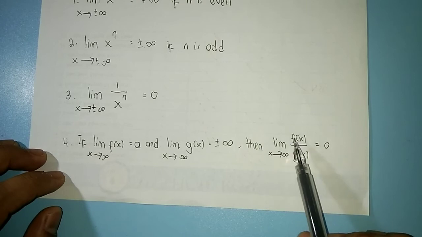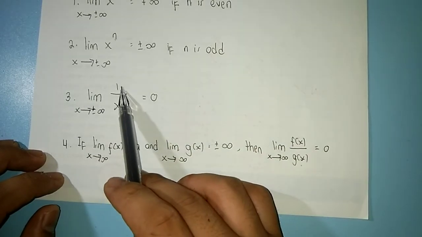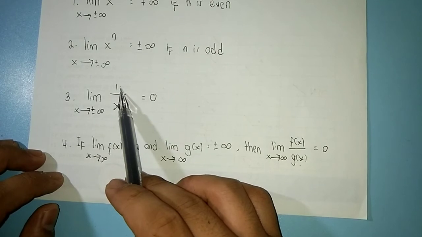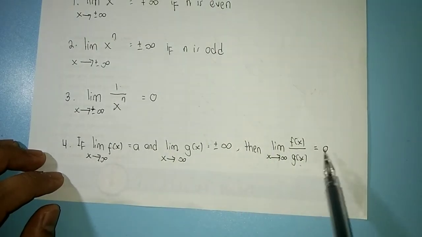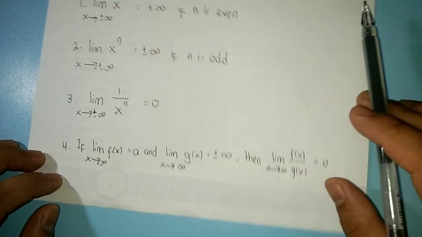Parang extension lang to nung dito. So yung constant lang na nasa taas ay 1. Okay? So dito any constant over dito is 0. Okay?